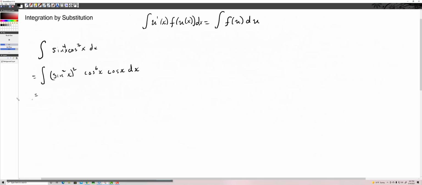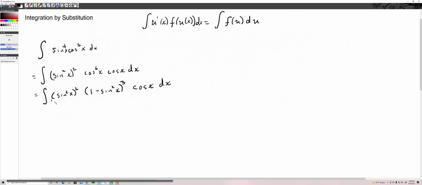Well, no, let's keep going and see what happens. So we now have sine squared x squared. What is cosine to the sixth of x? Well, it's 1 minus sine squared of x to the third. Why is that? Because 1 minus sine squared of x is cosine squared. Okay, so now we have this integral. So we have a polynomial of sines, and then we have cosine x. This is a function of u, and this is its u's derivative.